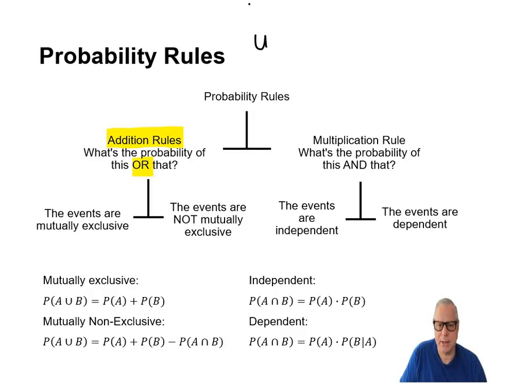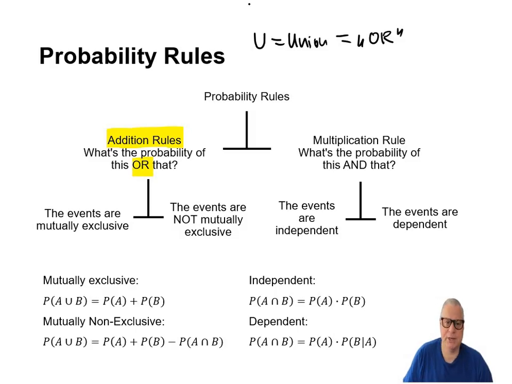So this sign means, in statistical language, union, but most people will say, you can also say or. So the probability of A or B, but technically correct would be A union B, is the probability of A plus the probability of B.